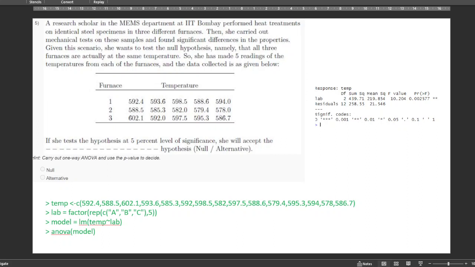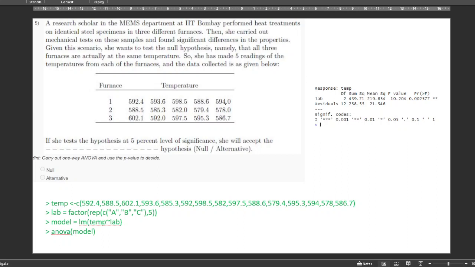Okay, the next question is also similar to the fourth question. A research scholar in the MEMS department of IIT performed a heat treatment, and collected the temperature data of the heat treatments from 3 different furnaces, 1, 2, and 3. Each of these 3 furnaces has five data points. If she tests the hypothesis at a 5% level of significance, will she accept the hypothesis, or will she reject the hypothesis? That is the question. In order to do that, first we have to test the null hypothesis.